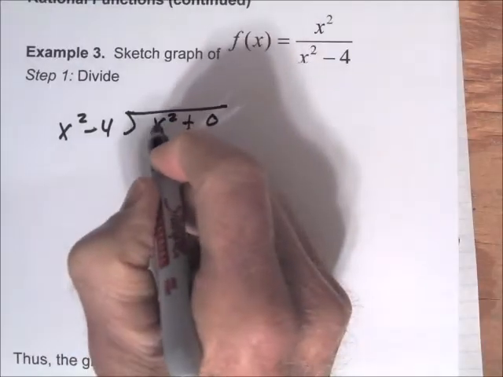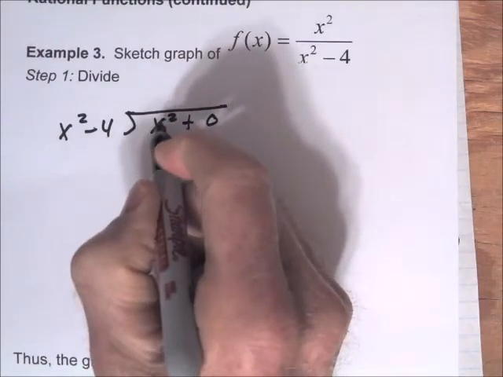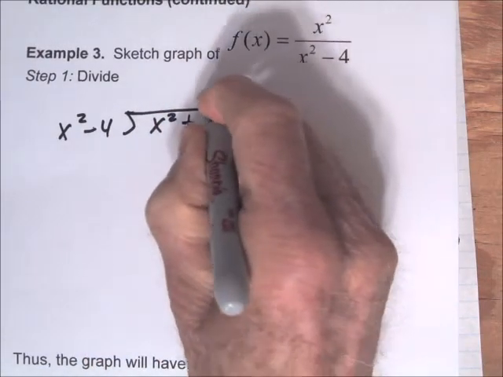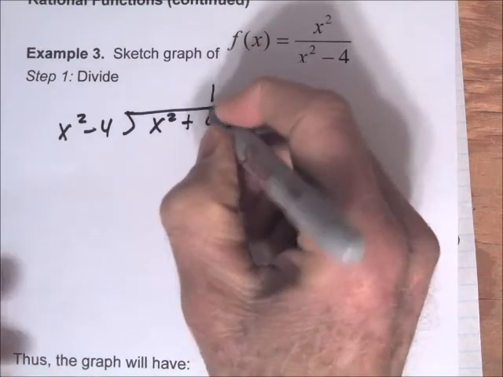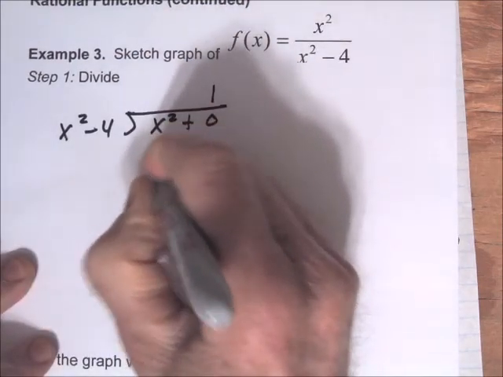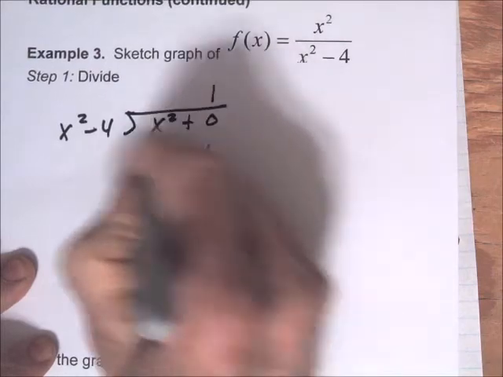We want to divide the highest power of x by the highest power of x. So x squared divided by x squared is 1. Any number divided by itself is 1. And then you multiply 1 times each term of the divisor. Draw the line, change the signs.